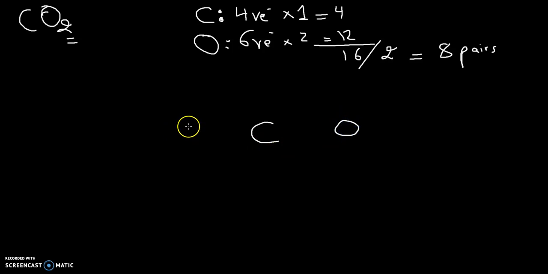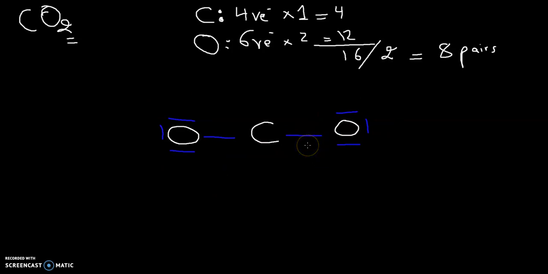oxygen, oxygen. Let's distribute the pairs of electrons. I'll start by distributing the pairs on the terminal atom. I have 8 pairs. 1, 2, 3, 4, 5, 6. I need 7 and 8, so I'll put here and here. Now, is this structure correct?